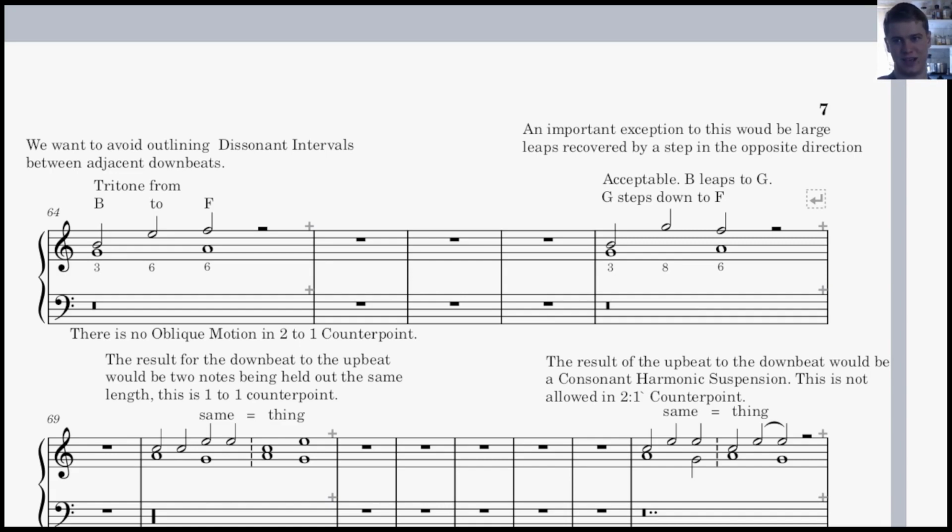So if we change this E and we put it up to a G, as you can see now it's leaping up quite a large leap of a 6th, and it's being recovered down a step in the opposite direction. There is no oblique motion in 2-to-1 counterpoint.